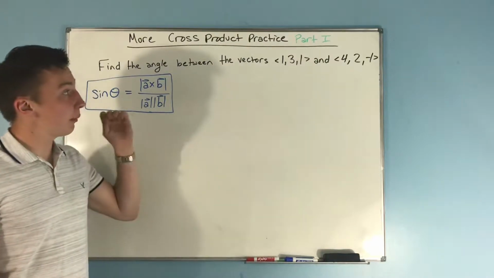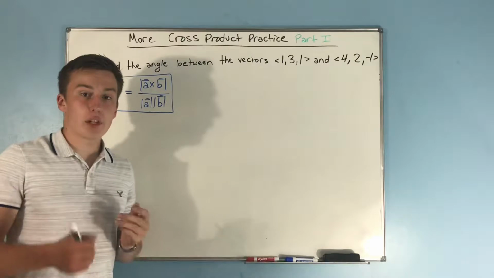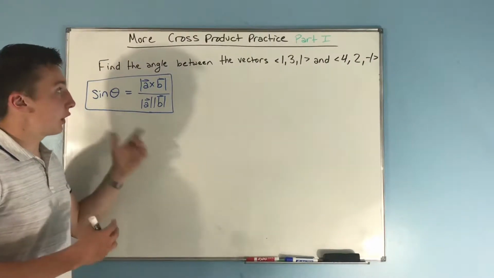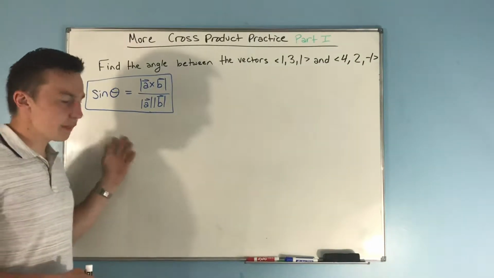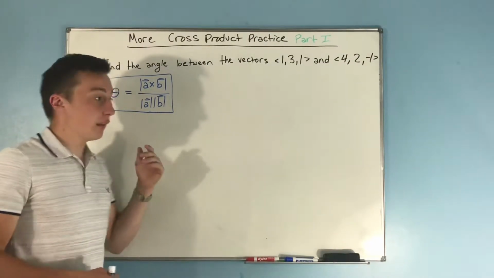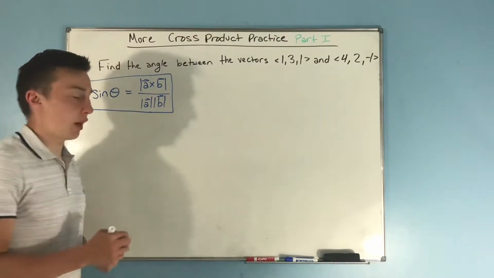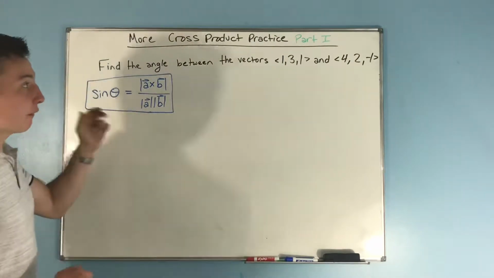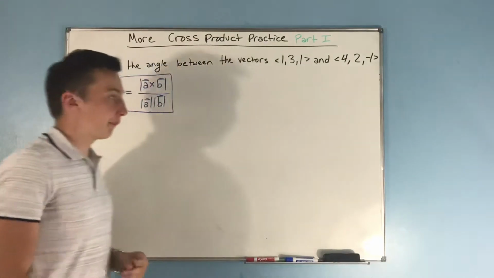Alright, so this video is going to be part 1 of more cross-product practice. In this video we'll be doing some practice using the cross product to find various things. This is directly off of the video that we did on some more uses of the cross product. So, we want to find the angle between the vectors 1, 3, 1 and 4, 2, negative 1.